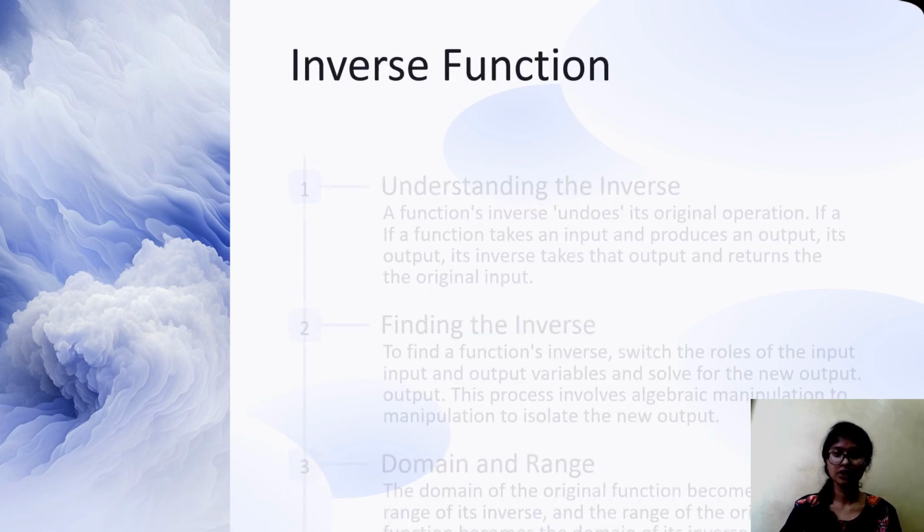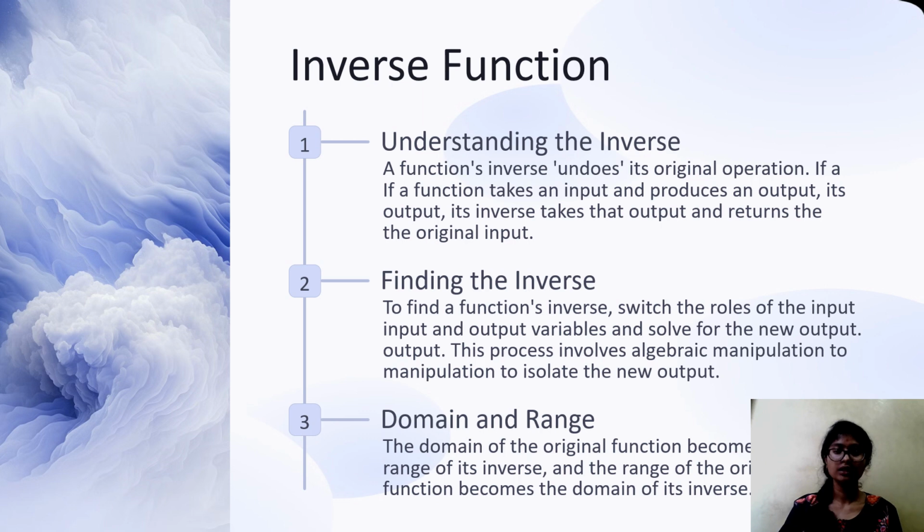Now let's see what is an inverse function. A function's inverse undoes its original operation. If a function takes an input and produces an output, its inverse takes that output and returns the original input. To find the function's inverse, switch the roles of the input and output variables and solve for the new output. This process involves algebraic manipulation to isolate the new output, and the domain of the original function becomes the range of its inverse, and the range of the original function becomes the domain of its inverse.